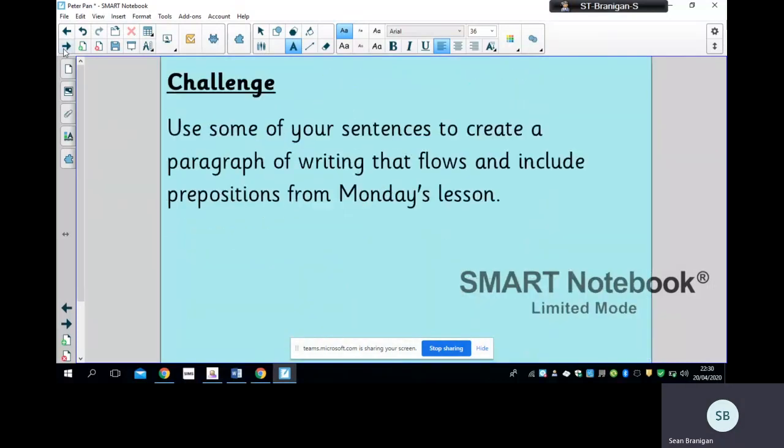And finally, children, if you do want a challenge, you can try and write a paragraph. Yesterday I know there was a girl in 4SB, I won't say her name, who managed to write a fantastic paragraph. She didn't stick to just sentences, and the paragraph flowed lovely. It was a great piece of writing. And if you can use the prepositions that we discussed in yesterday's lesson on Monday, that would be even better.